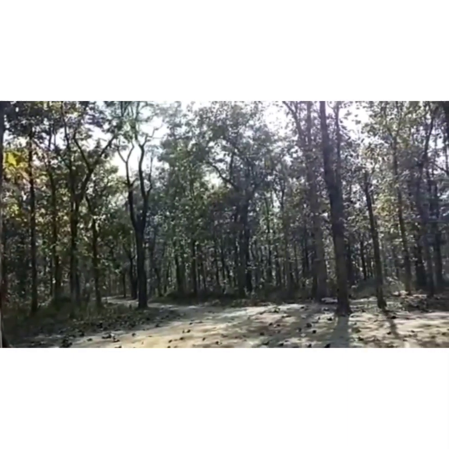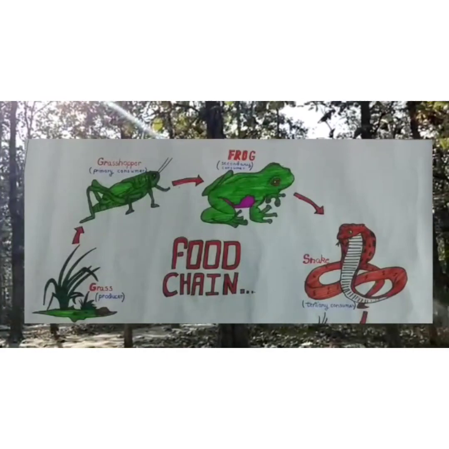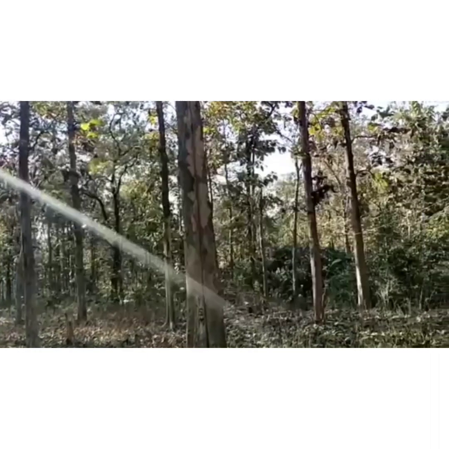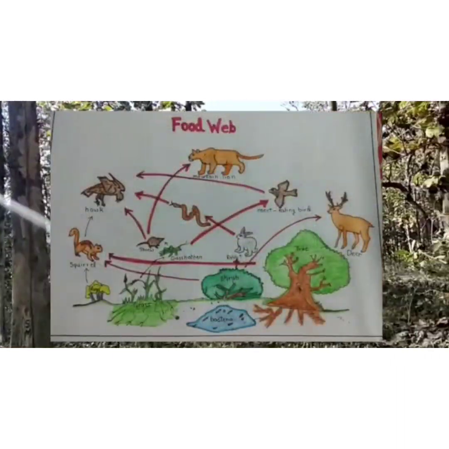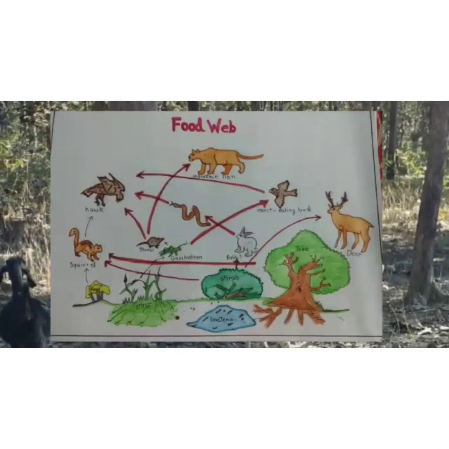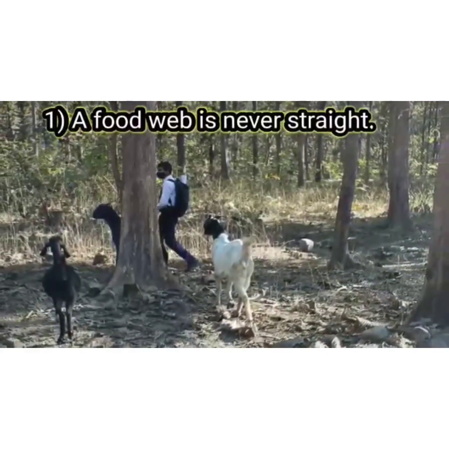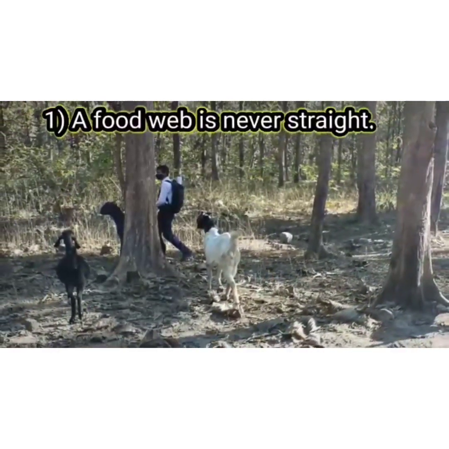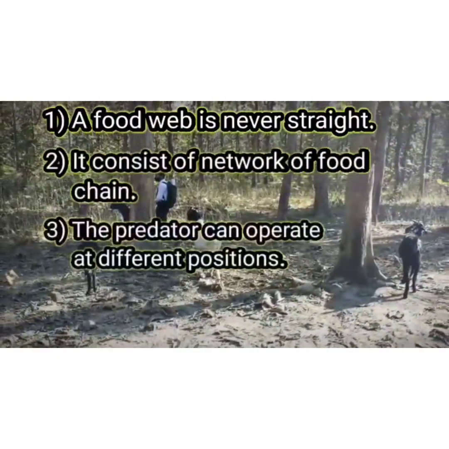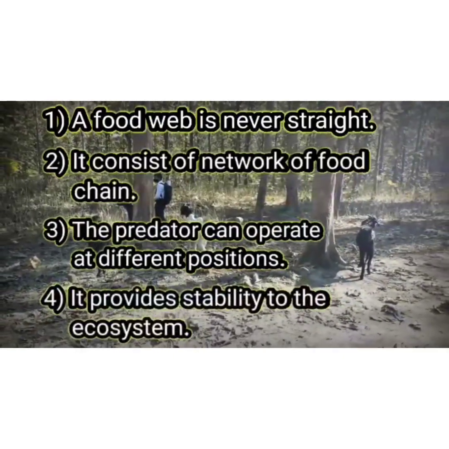The most common type of food chain is the grazing food chain, in which producers are eaten by herbivores, and herbivores by carnivores and later by top carnivores. When 2 or more types of food chain interlock, where a consumer has a choice of 2 or more types of food, then a food web is formed. Some features of food web we learnt are: a food web is never straight, it consists of a network of food chains, a predator can operate at different positions, and it provides stability to the ecosystem.